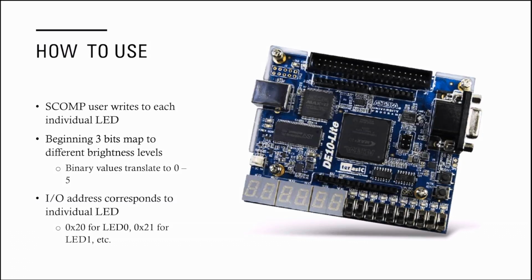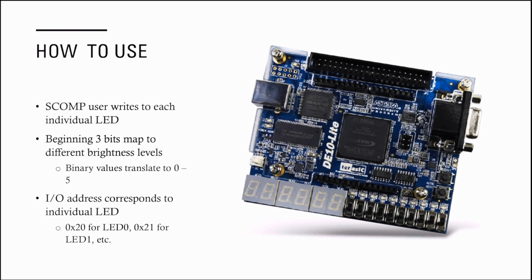All right, so how do we use it? Well, when you send data to the peripheral, it's going to look at the bottom 3 bits of the data you sent, and interpret that as a binary number. If you send the number 0, it's interpreted as 0% brightness, and the LED turns off. If you send a 1, it would be 20% brightness. A 2 would be 40% brightness, and so on, all the way up to 5, which would make the LED 100% brightness.